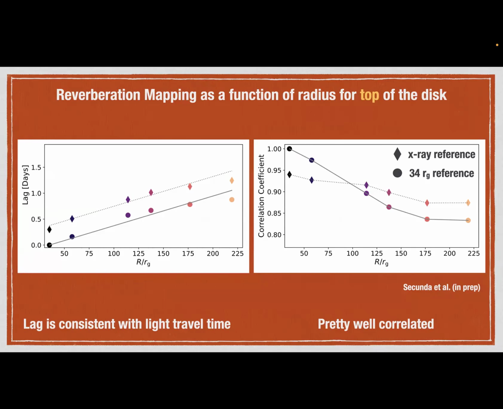And if you look at the right panel, we show the correlation coefficient from these lags, which are calculated using a cross correlation, right? So if you look at the maximum correlation coefficient for these lags, you see that they do decrease a little bit with radius, but they stay really high. They're very strongly correlated above 0.85. So all of this looks a lot like our just standard models for reverberation mapping.